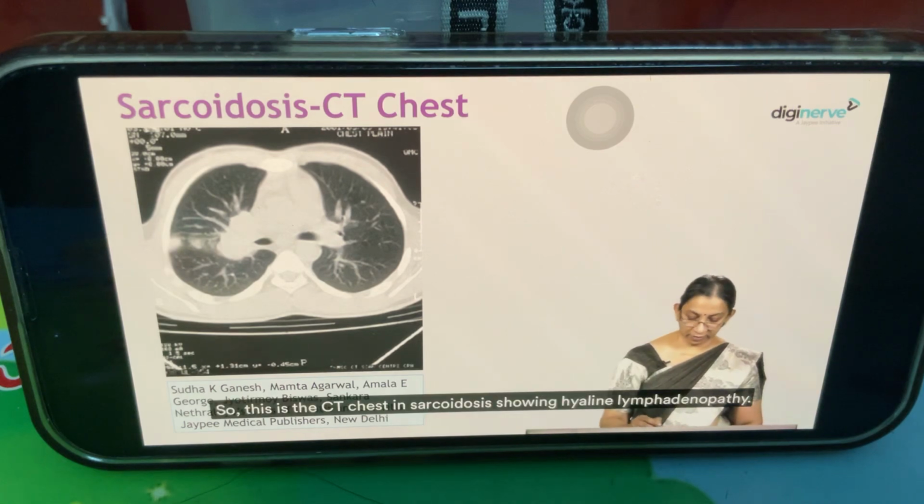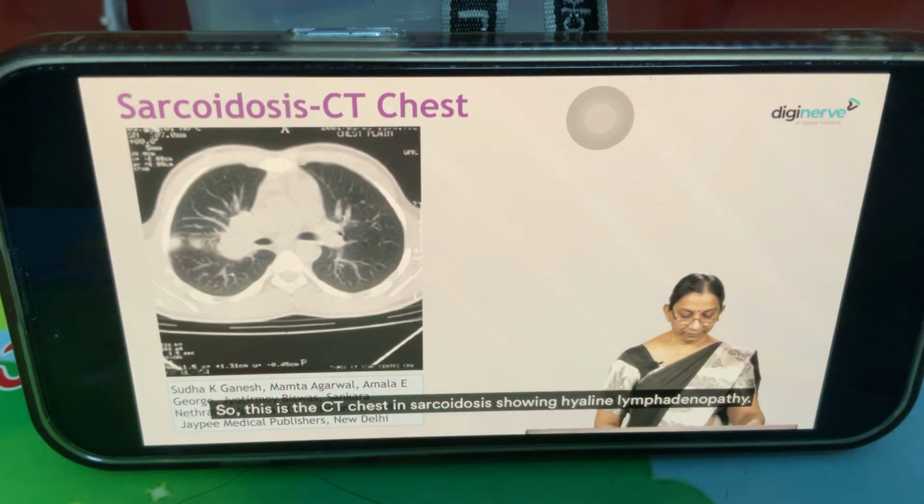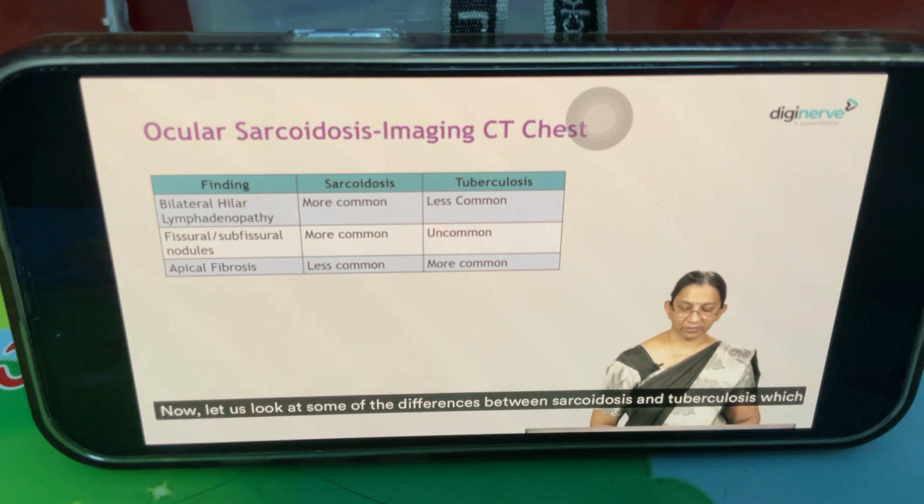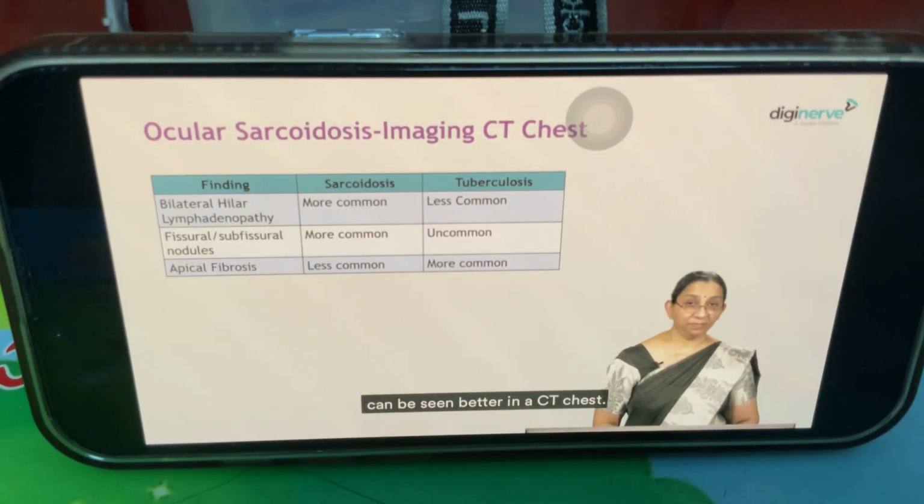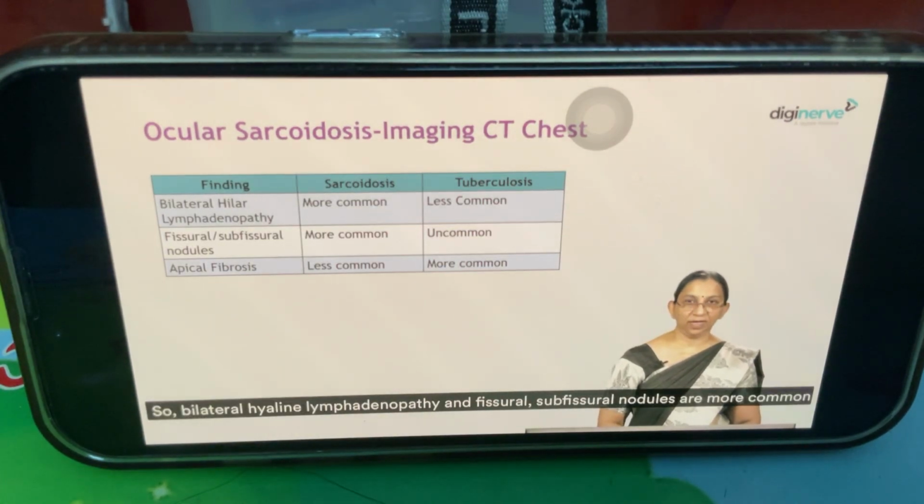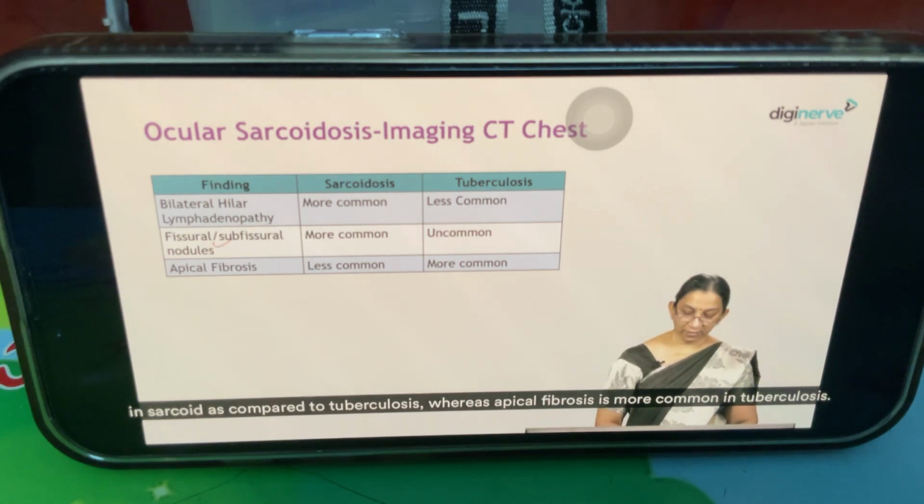So this is the CT chest in sarcoidosis showing hilar lymphadenopathy. Now let's look at some of the differences between sarcoidosis and tuberculosis, which can be seen better in a CT chest. So bilateral hilar lymphadenopathy and fissural subfissural nodules are more common in sarcoid as compared to tuberculosis, whereas apical fibrosis is more common in tuberculosis.